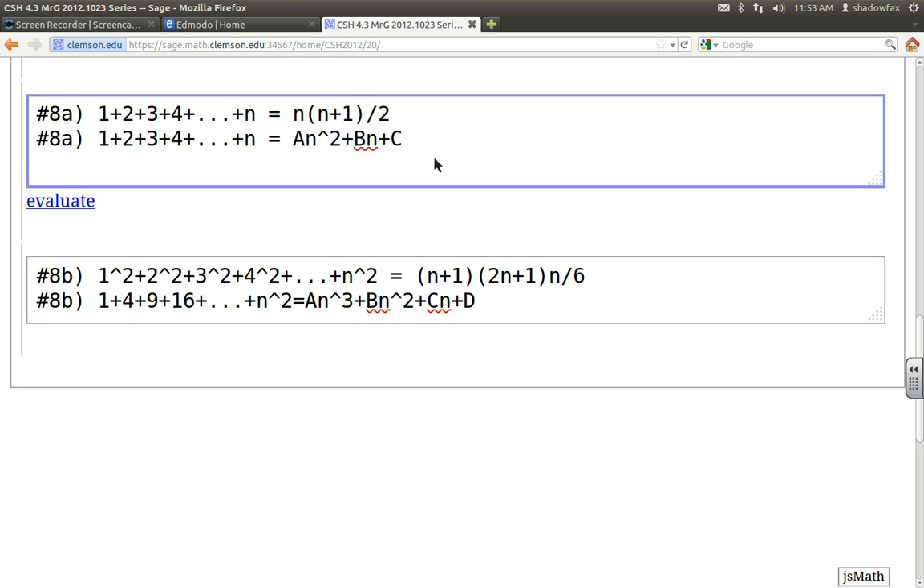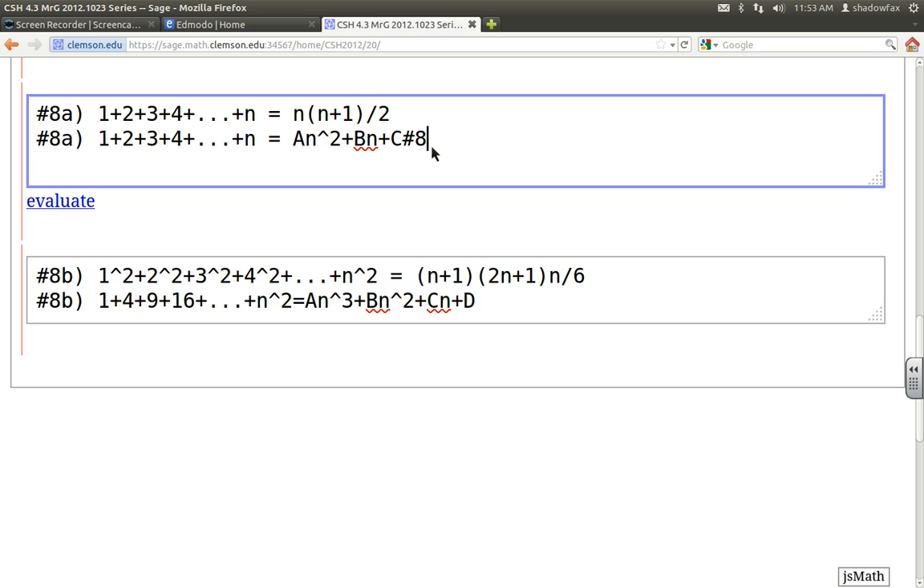It says hint. Plug in 0, plug in 1, plug in 2, plug in 3. All right. Now, they stopped at 3 because we want a cubic. We're not going to stop at 3 because we want a quadratic. We're going to stop at 2. All right, so let me do it backwards. Let me plug in 2. Okay? All right, here we go.